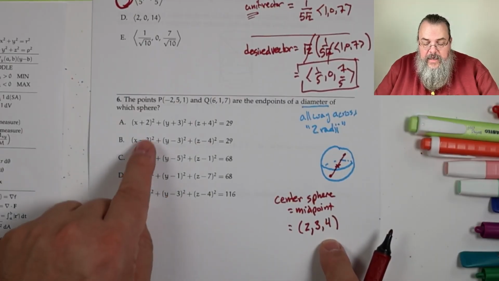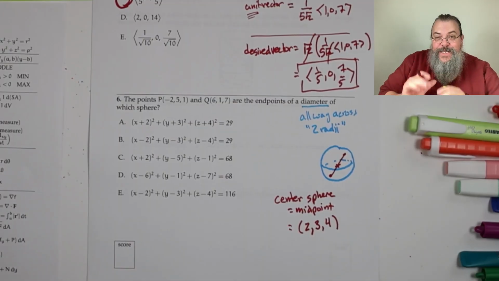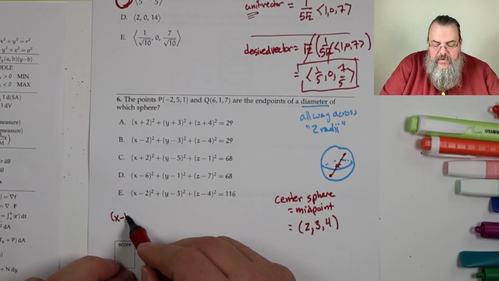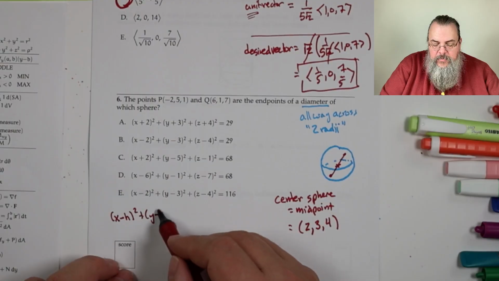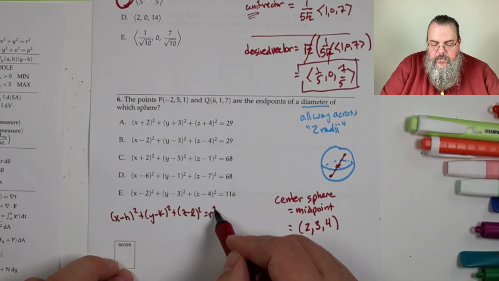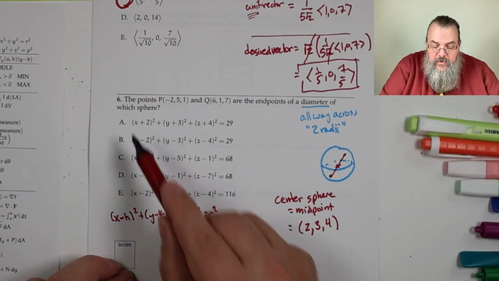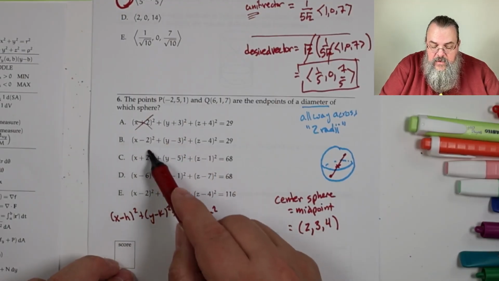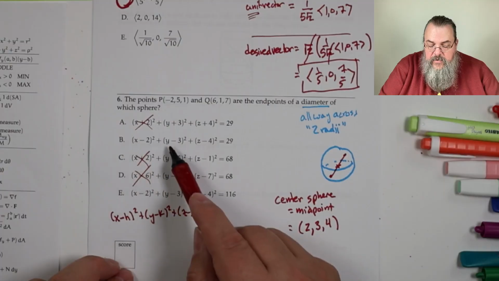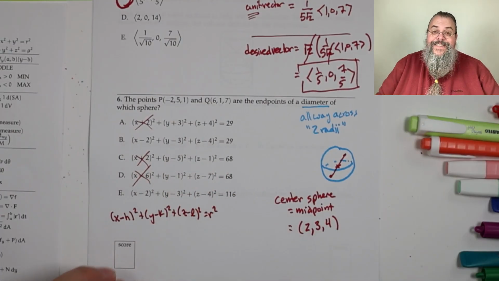Now, you might look at A and say, 2, 3, 4, that's right? Oh, be careful. Because for our center, you have to do minus. So it's x minus h squared, y minus k squared, z minus l squared equals r squared. So we're looking for x minus 2, y minus 3, z minus 4. So A is out, C is out, D is out. But B, x minus 2, y minus 3, z minus 4, and E, x minus 2, y minus 3, z minus 4, they're both in.